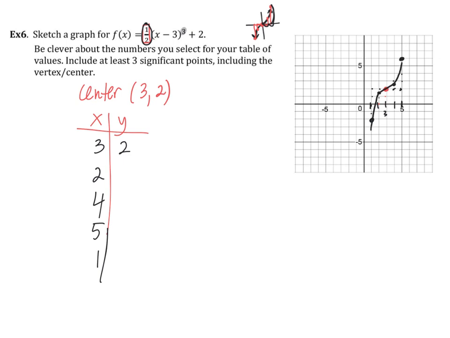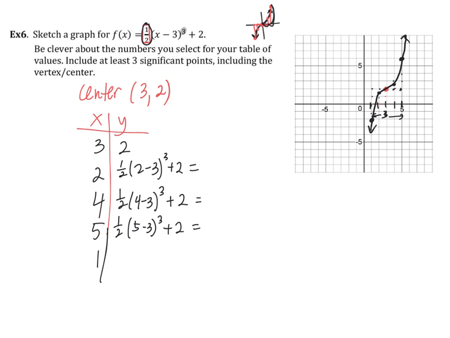So this is what my graph should look like. If you aren't sure, plug in the values to the right and left of wherever your new center is. So plug in 2. So 1/2 times 2 minus 3 cubed plus 2. Get your y value. 1/2 times 4 minus 3 cubed plus 2. Get your y value. 1/2 times 5 minus 3 cubed plus 2.